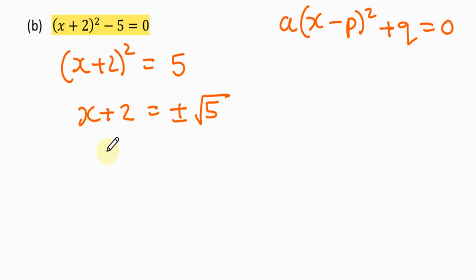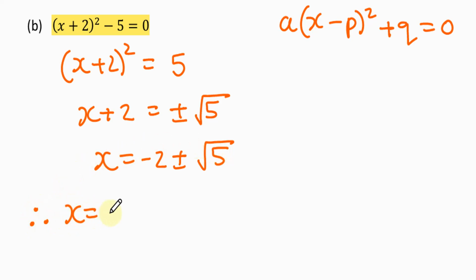Now we can isolate x on the left-hand side by moving the 2 to the right-hand side. So -2 plus or minus the square root of 5. Now we can write down our two answers. x will equal -2 plus square root 5, or x will equal -2 minus square root 5.